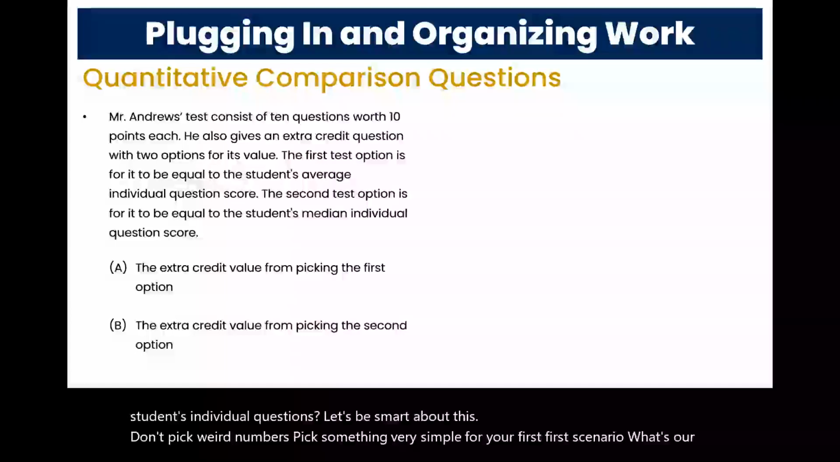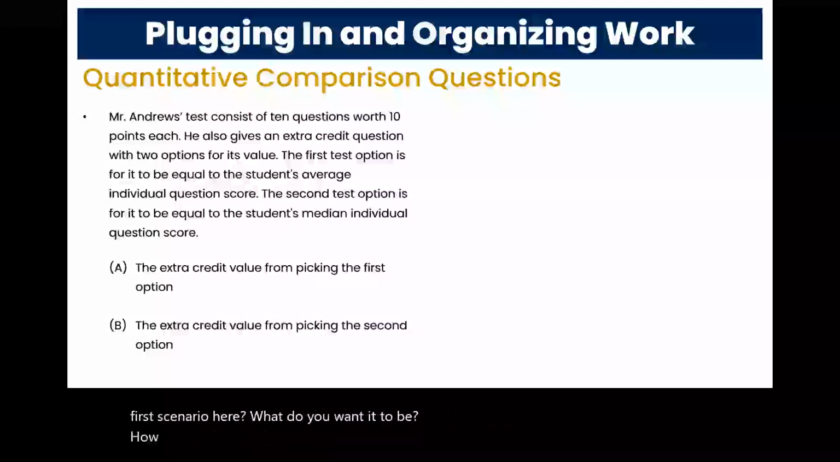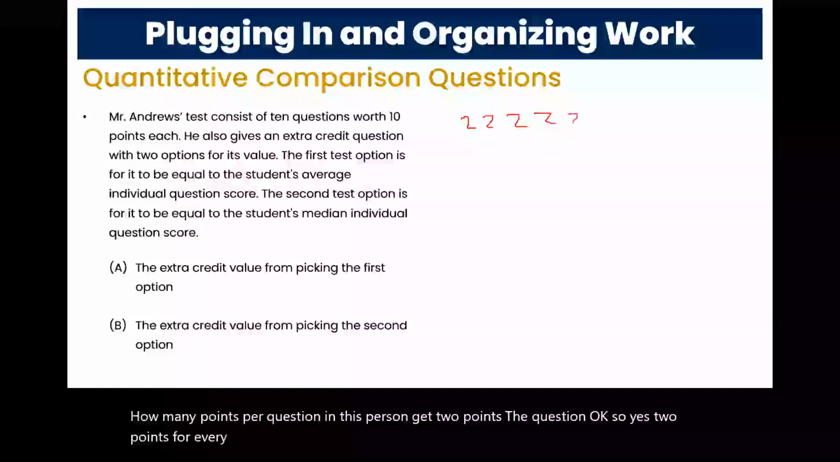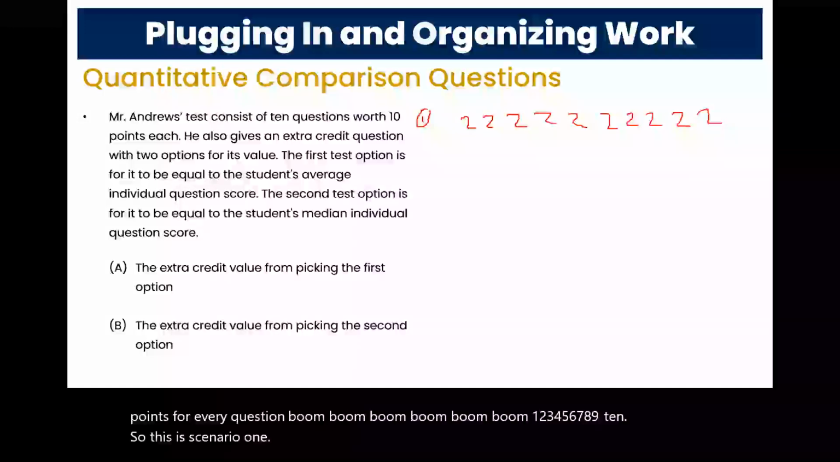What do you guys want it to be? How many points per question does this person get? 2 points a question? Okay. So he gets 2 points for every question. Boom, boom, boom, boom, boom, boom. 1, 2, 3, 4, 5, 6, 7, 8, 9, 10. So this is scenario 1. So what is A for scenario 1?